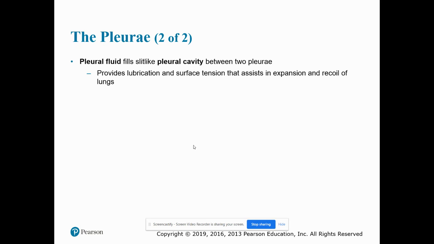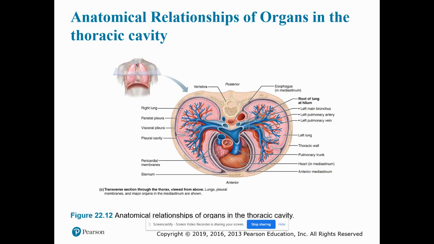We have the visceral pleura and the parietal pleura. In between, there's a cavity. And in this cavity, we find pleural fluid. And the pleural fluid is going to provide lubrication and surface tension that's going to help assist in the expansion and recoil of lungs. So the visceral pleura is going to be on the lung, and the parietal pleura is on the thoracic wall, around the heart, superior surface of the diaphragm.